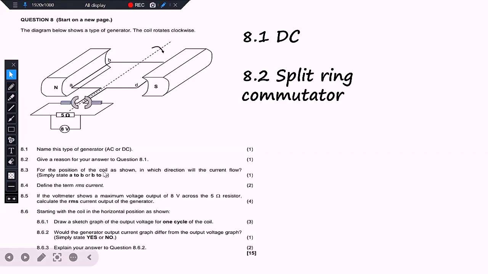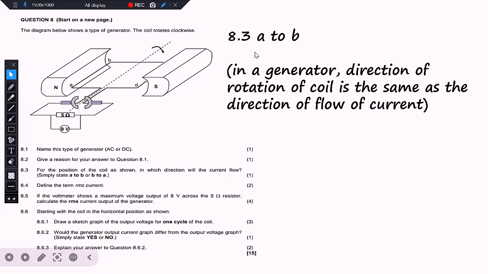Then 8.3 says for the position of the coil shown, in which direction will the current flow? Simply state A to B or B to A. Now, what we know is that the rotation of the coil in a generator is the same as the direction of the flow of the current. So if this coil is rotating clockwise, your current also needs to flow in a clockwise direction. If it flows in a clockwise direction, that means it will be going all the way from A to B, right? So for 8.3, we are going to say A to B, because in a generator, the direction of the rotation of the coil is the same as the direction of flow of current.